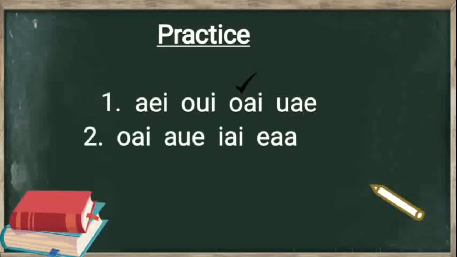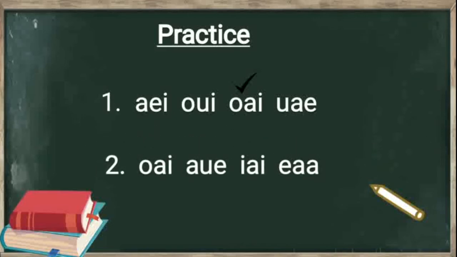Next is E, A, E. Now can you identify the group of vowel being said? Yes, again the correct answer is third one.